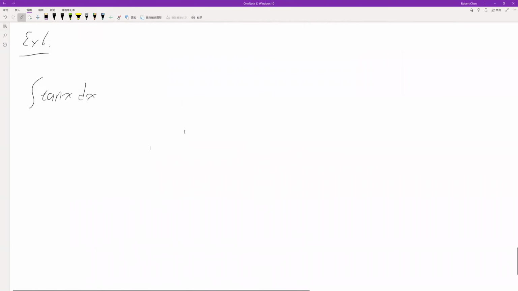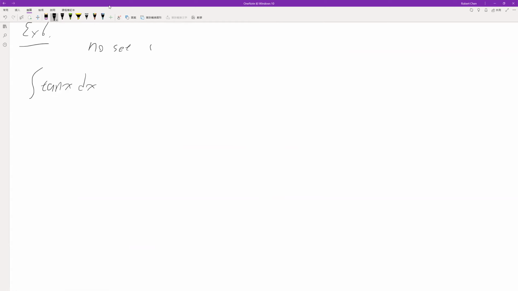All right, so let's see what we do. For this one, there is no set method, which makes us a little sad because we have to think about what to do, right? This is actually one of the easier ones, right? So let's rewrite tangent as sine x over cosine x dx.